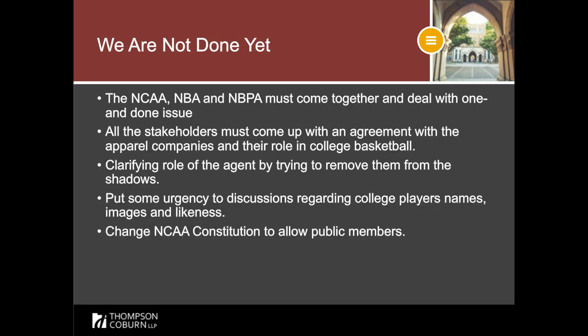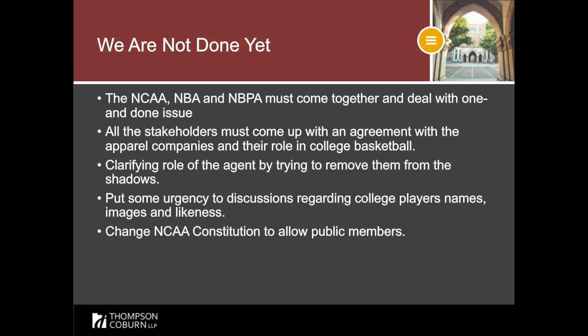Even though they adopted some of the changes, some of them couldn't take effect right away. First of all, the NCAA, NBA, and National Basketball Players Association must come together and deal with the one-and-done issue. The one-and-done issue was something that was collectively bargained between the Players Association and the NBA. The NCAA really just felt the effects of it, although they weren't part of the discussions. At least they claimed they weren't part of the discussion.